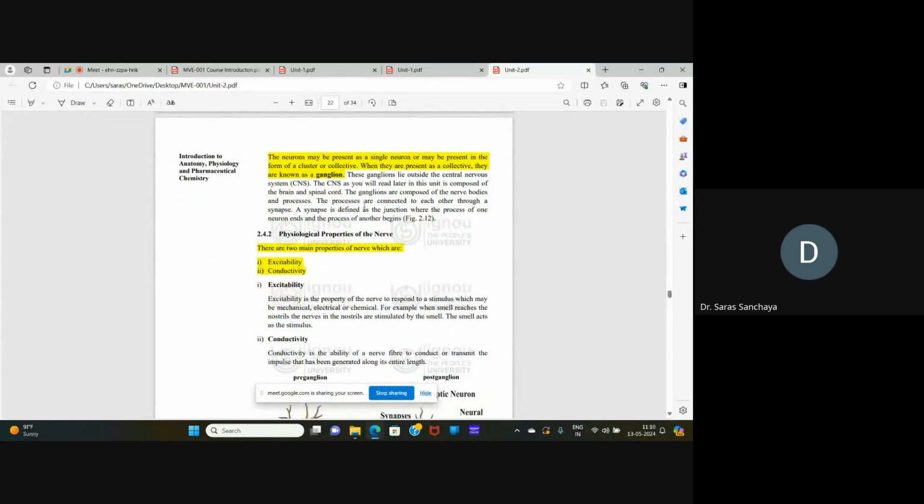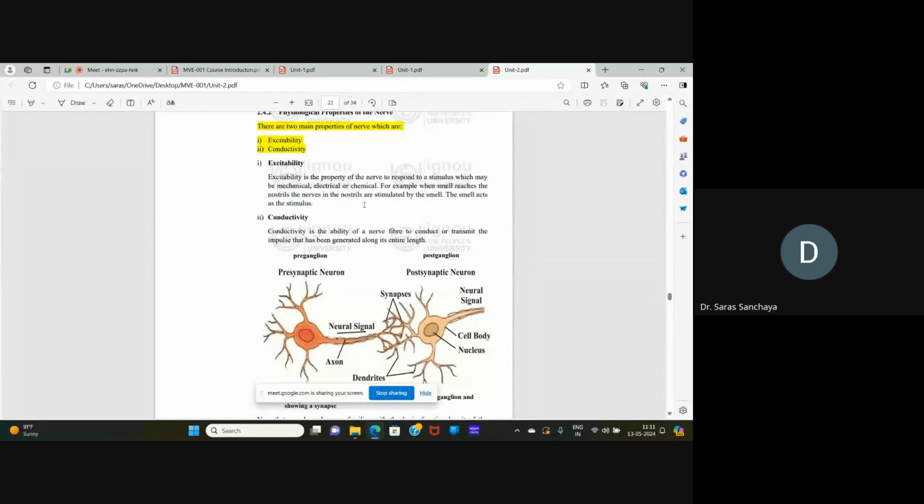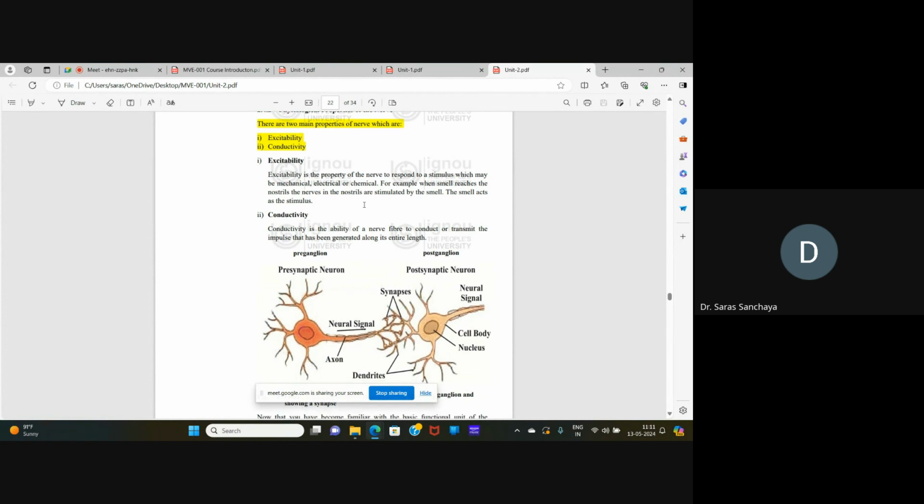Now, physiological properties of nerve. There are two main properties of nerve which are called excitability and conductivity. Excitability is the property of the nerve to respond to a stimulus which may be mechanical, electrical, or chemical. For example, when smell reaches the nostrils, the nerves in the nostrils are stimulated by the smell. The smell acts as the stimulus. Then it also helps in conductivity. Conductivity is the ability of the nerve fiber to conduct or transmit the impulse that has been generated along its entire length.